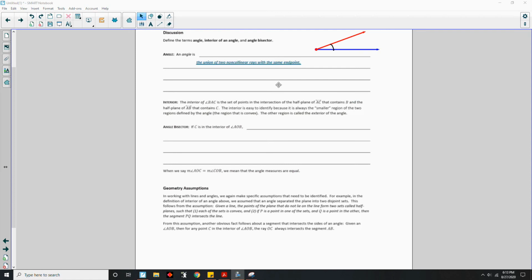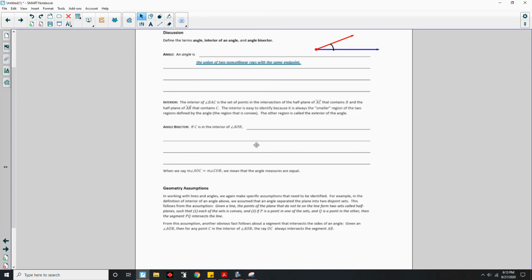Okay, so it is the union of two non-collinear rays with the same endpoint. So here are two rays with the same endpoint, and they're not on the same line. What would collinear look like? That right there. It would be two rays just sitting on top of each other with an angle of 0, but we would never say that because we don't see both rays. We would just say, oh, that's a ray, because you wouldn't be able to see both of them. Okay, so anyhow, there is an angle: two non-collinear rays with the same endpoint.